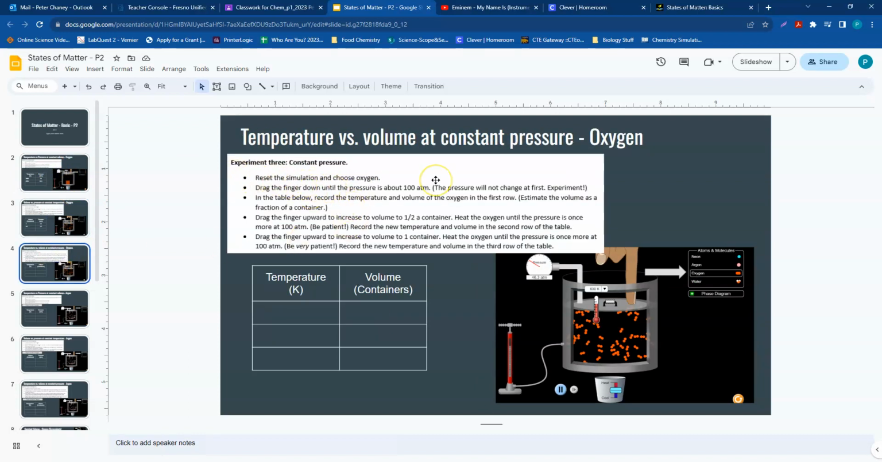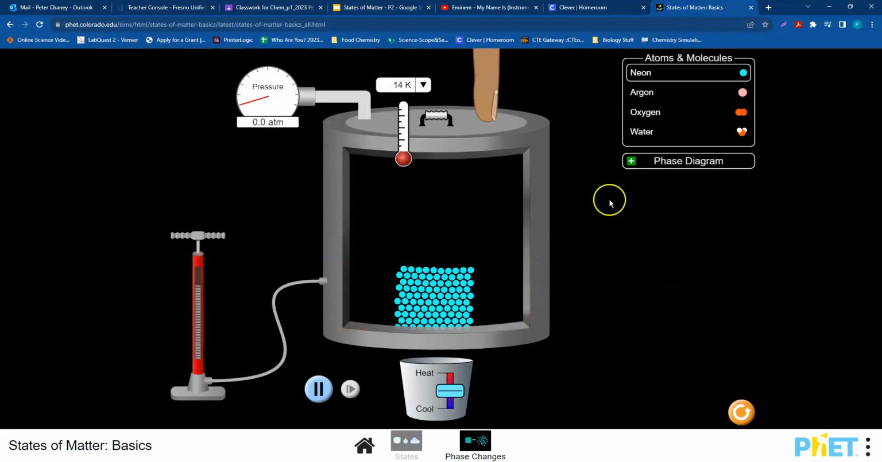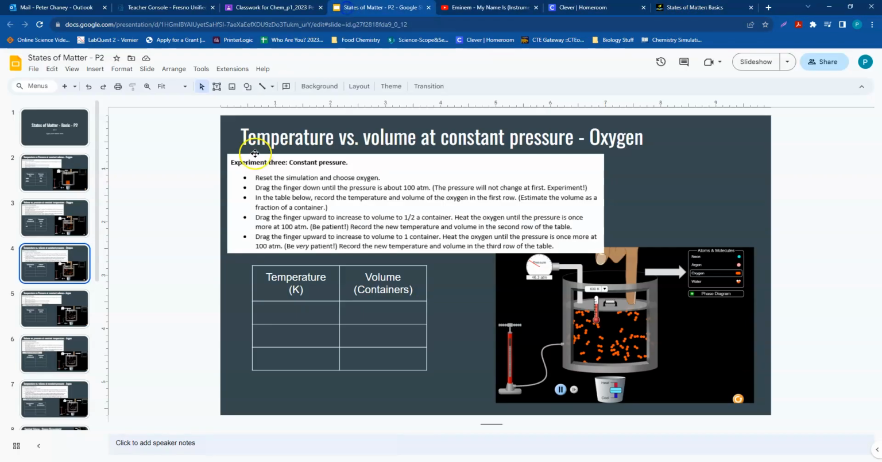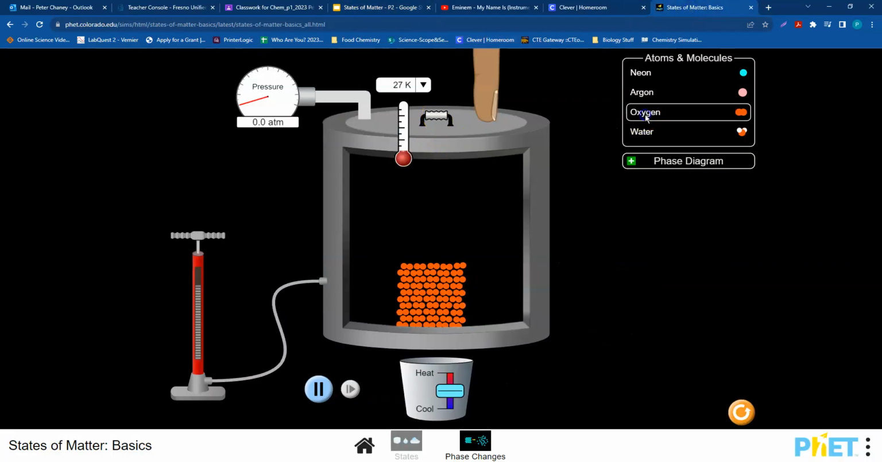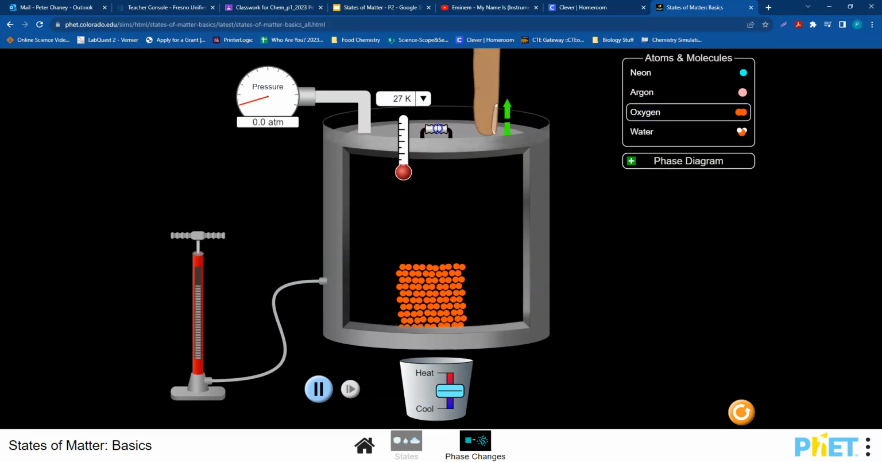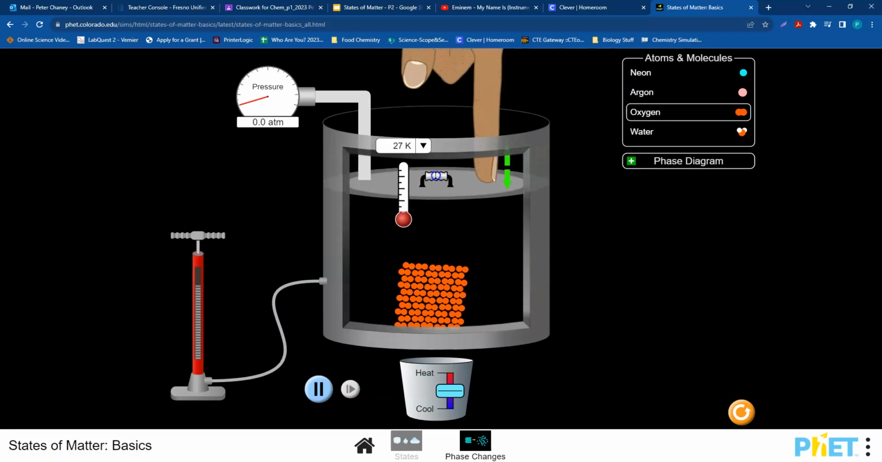So we're resetting the simulation again, and we're going to drag the finger down until the pressure is about at 100 atm. It says drag to pressure, record temperature once we get it to 100. Okay, so let's do that. We're going to go to oxygen, make sure we're at oxygen, and we are going to press this down.